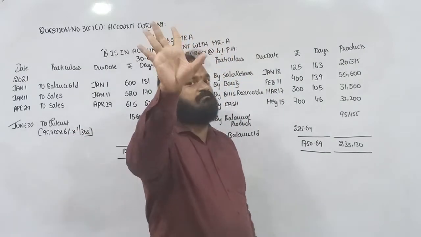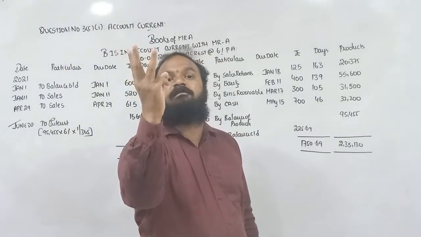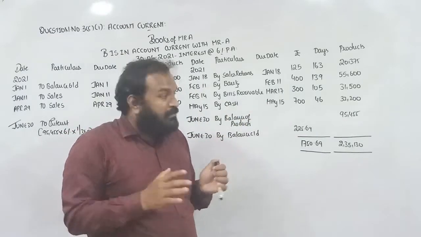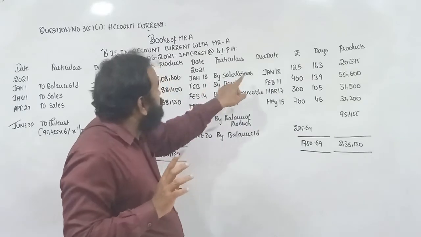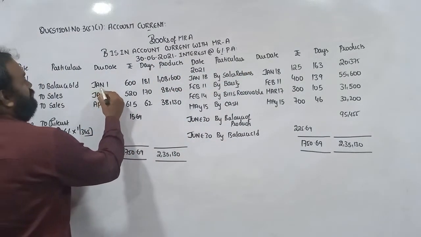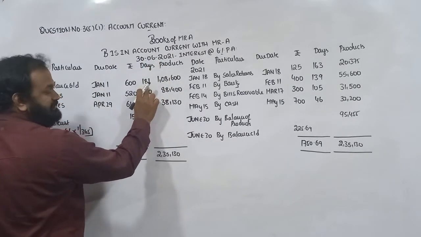And coming to the bill, 1 month has been given. February 14 plus 1 month, March 14, plus 3 grace days, March 17, and May 15. Now, how are these days computed? From due date to settlement date: Jan 1st to 30th June, 181 days.